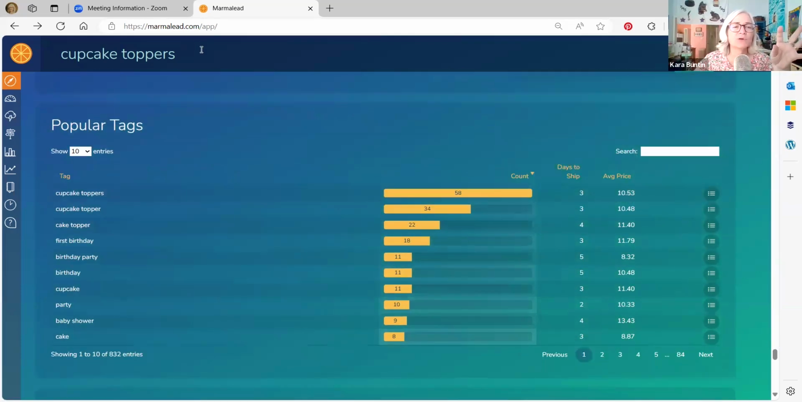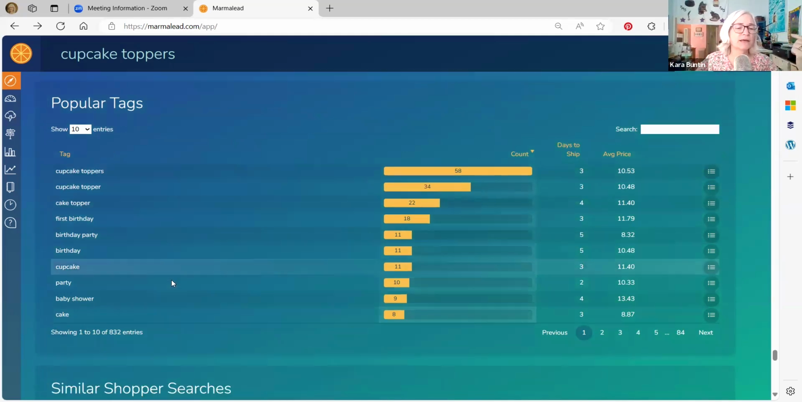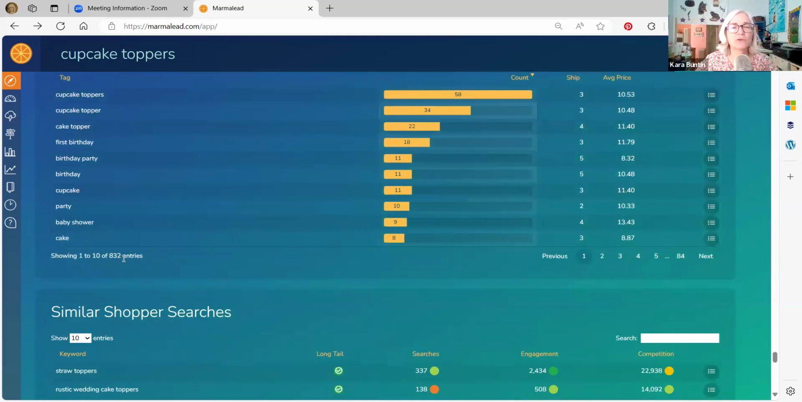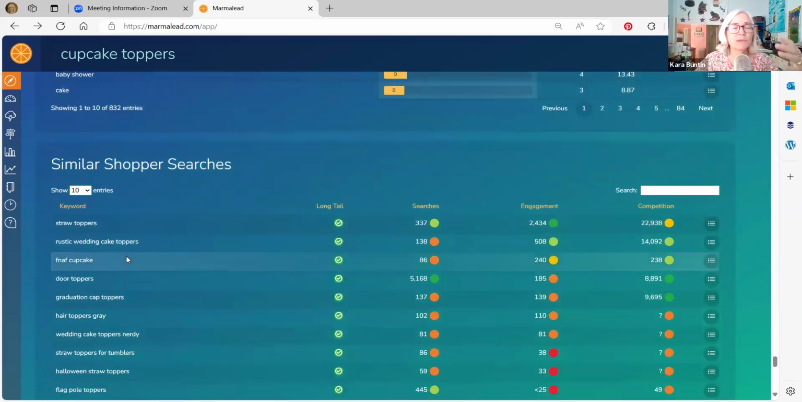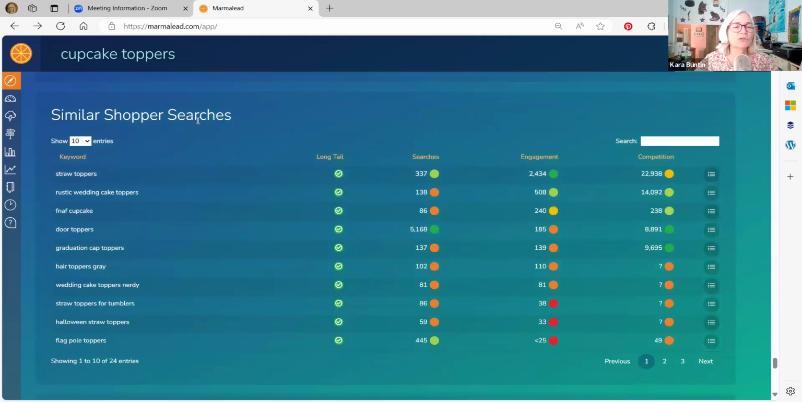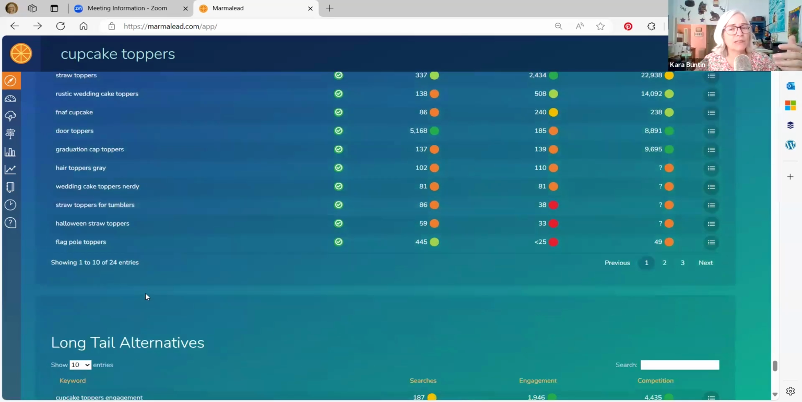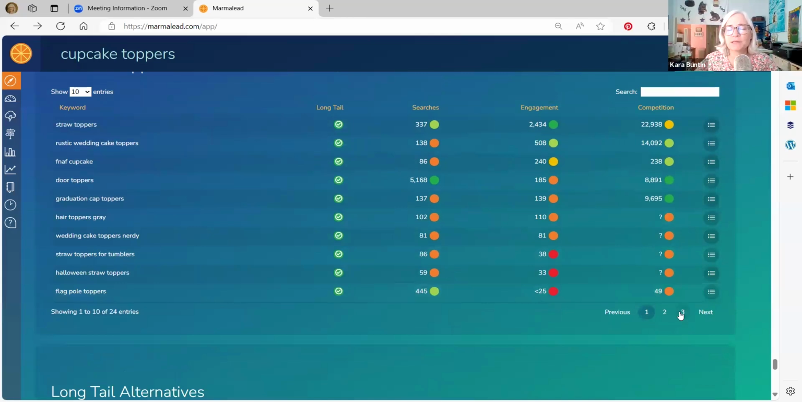For cupcake toppers, listings that have the word cupcake toppers in there, these are popular tags. And so you can go, this says 832. This is another way to get ideas for tags that you can use. Again, I think all of this was in the old Marmalead, right? And similar shopper searches. These are things that people who search for cupcake toppers also searched for. It's not necessarily the same thing, but it's things that they searched for, and maybe something that is similar.